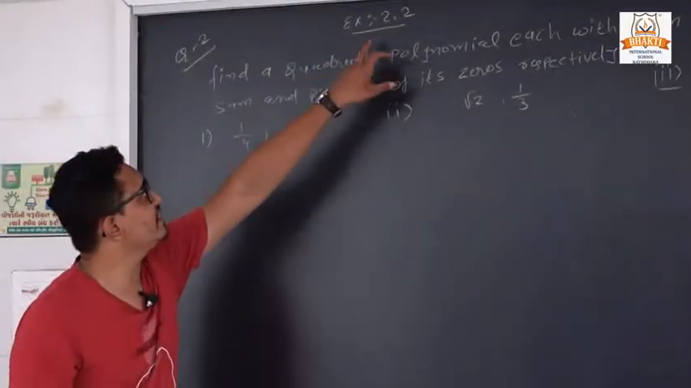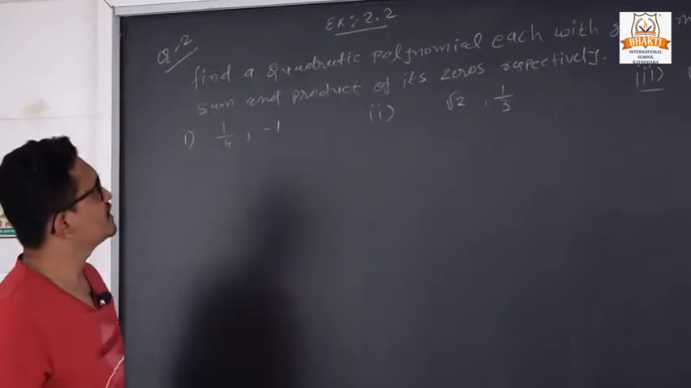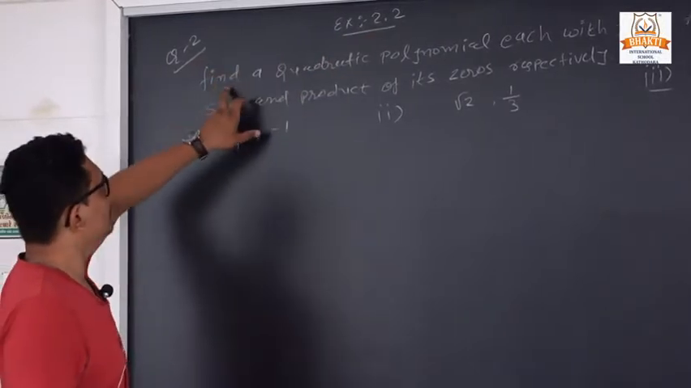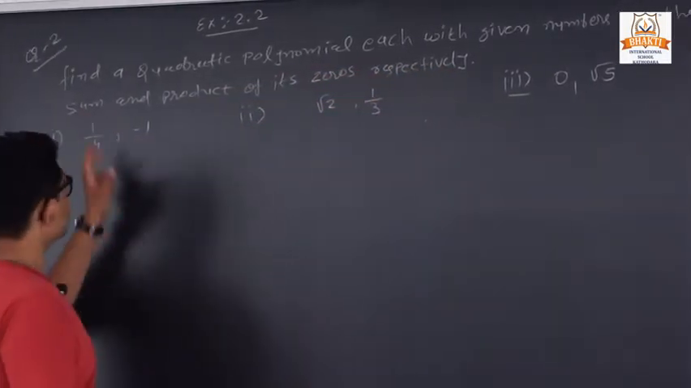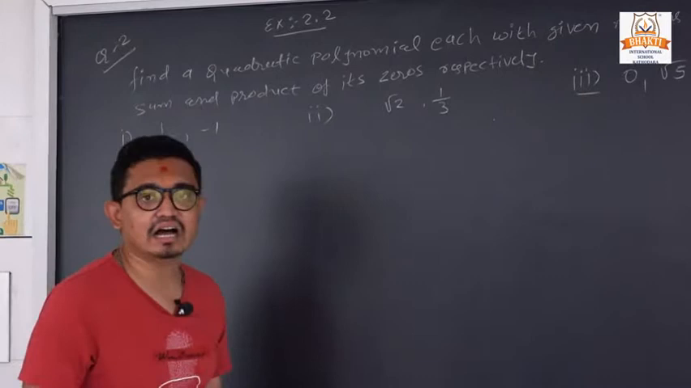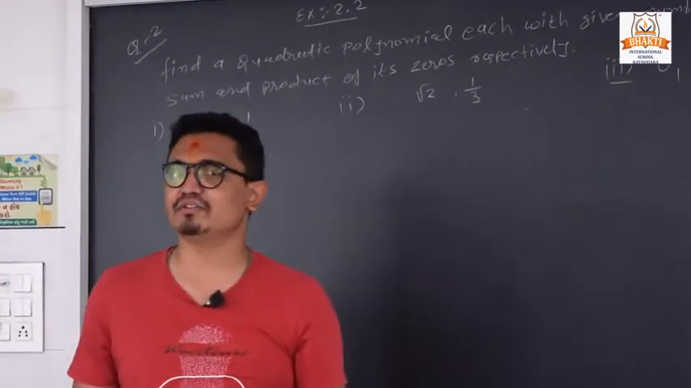So in this lecture we are going to learn our exercise number 2.2, question number 2. In this exercise they are asking what? Find a quadratic polynomial each with the numbers as the sum and the product of zeros, respectively. So in question number 1, what happened?